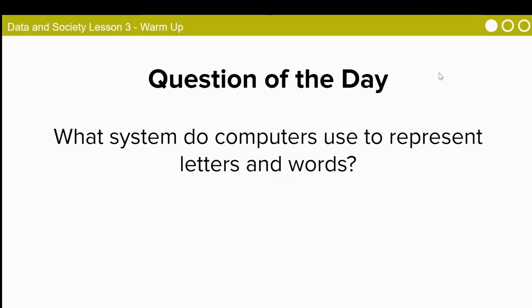Our overarching question of the day is, what system do computers use to represent letters and words? So think text. Think about text like on a Google Doc or text on Google Slides. How is the computer actually taking each of those letters and spaces and storing it on the computer?